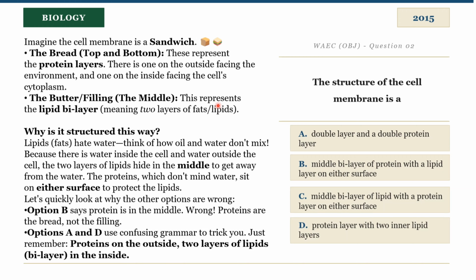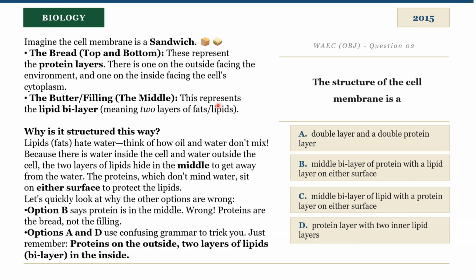Another way to think of it is, as I said, lipids, also known as fats, hate water. Think of how oil and water don't mix. That is a classic example. Just think about that. And so the proteins, which don't mind water, sit on either surface because they are hydrophilic, as I said. And so using this we can answer the question.